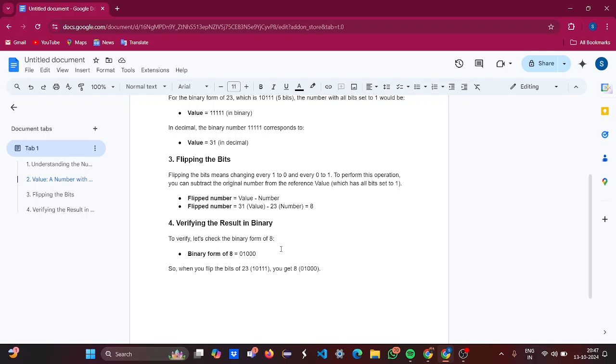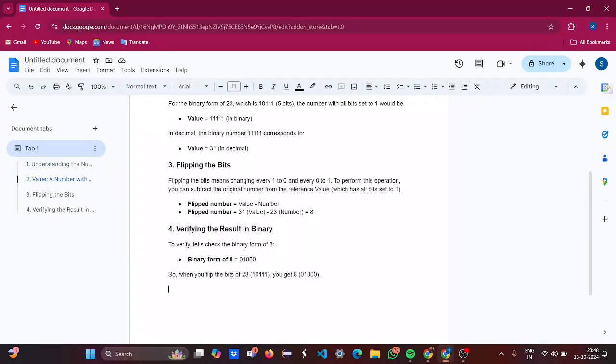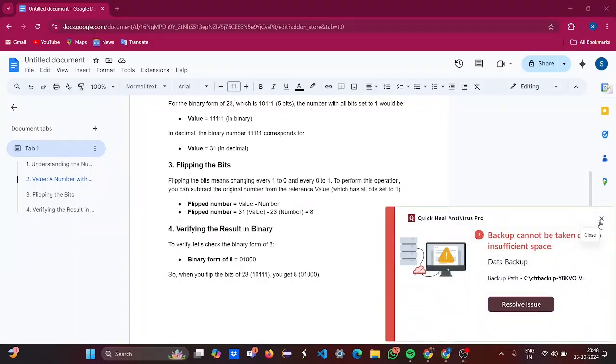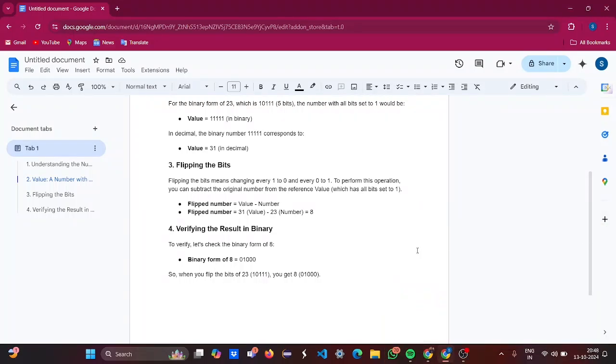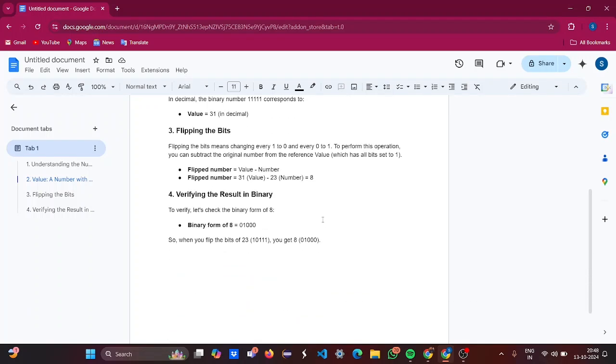Now let's verify the result in binary. The number was 10111, and after flipping the bits you get 01000. The binary form of 8 is 01000. I hope you got it. After subtracting the number from the value, you got the answer 8. And when you flip the binary representation of 23, you also get 01000. I hope you understood the concept completely. This is how you can use binary representation to flip your number.